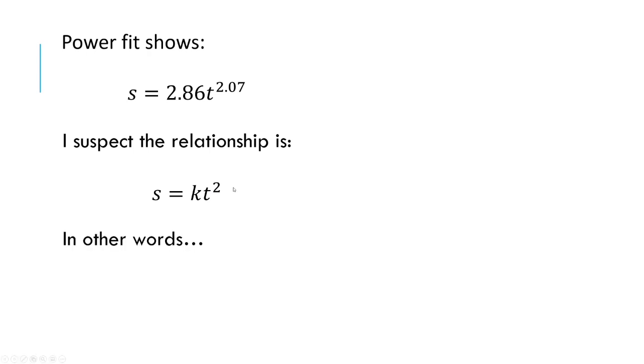All right, so in other words, I think that my data is showing me that the displacement is proportional to t squared. This is the important part. I think my displacement depends on the time squared. That's what this is all telling me. So if I think 2 things are proportional, if I graph those 2 things, I should get a straight line. So in other words, if I graph s and I graph t squared, I should get a straight line. That's what I'm going to try.